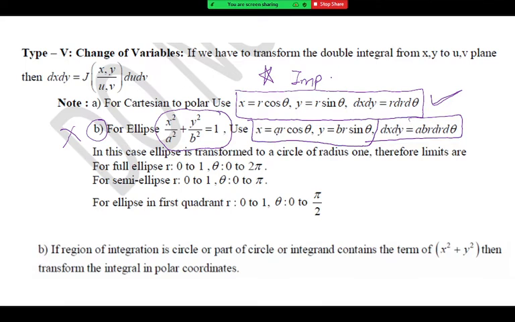So when we put this transformation, what happens? Suppose you replace x by ar cos theta, y equal to br sin theta. What will be the equation of the ellipse? Replace these values now, and tell me what you will get in polar. r square cos square theta plus r square sin square theta. So that also can be simplified. Can we get r is equal to 1? R is equal to 1, yes. So this is the simplified equation.